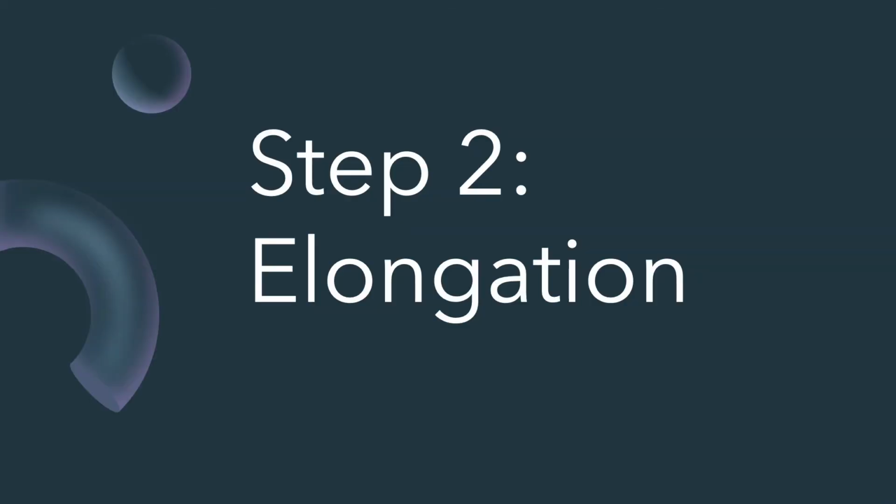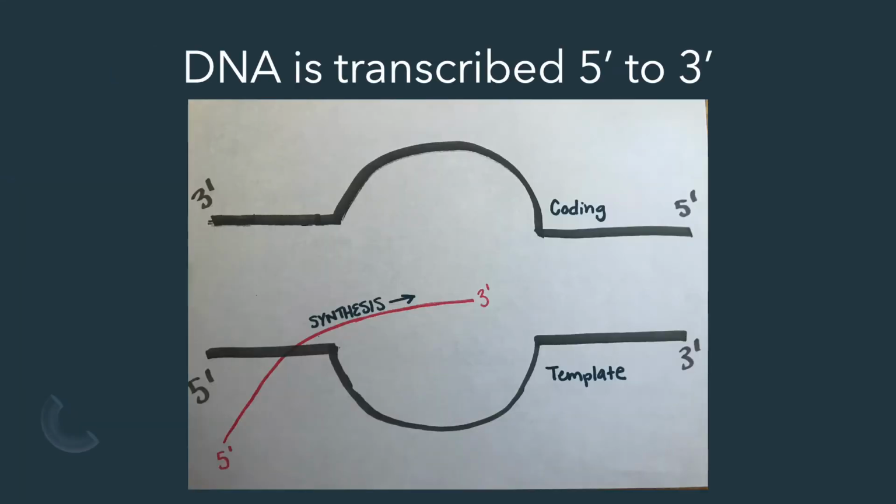The second step in transcription is elongation. It must be remembered that DNA is transcribed in the 5' to 3' direction. Elongation is shown in the image below. As you can see, it is comprised of the coding strand and the template strand. The template strand is where RNA attaches on the bottom, and as RNA is depicted by the red line, that makes the bottom the template strand, the top the coding strand.